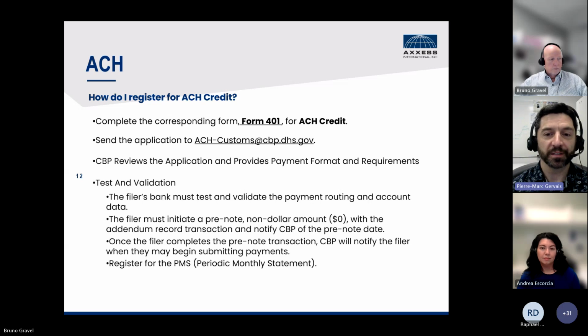Then this is when you'll need to do test and validation. What you will have to do are the different steps. So the Fellows Bank must test and validate the payment routing and account data. To do that, the filer, so yourself the importer, will have to initiate a pre-note, non-dollar amount, so $0, with the addendum record transaction, and you must notify CBP of the pre-note date. Once the filer completes the pre-note transaction, CBP will notify the filer when they may begin submitting payments. Again, we strongly suggest that once you've done that, you register for the PMS, which is the periodic monthly statement.